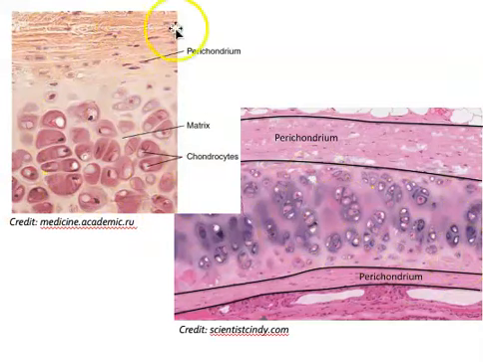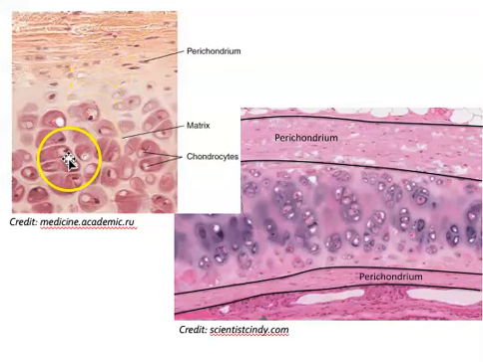Over here in the image on the left-hand side, you can see the cells, the chondrocytes, trapped in these little compartments, these little lacunae. This is a very characteristic look for cartilage. Some blast cells, some chondroblasts would be in this area right here. And then surrounding that is the perichondrium right here.